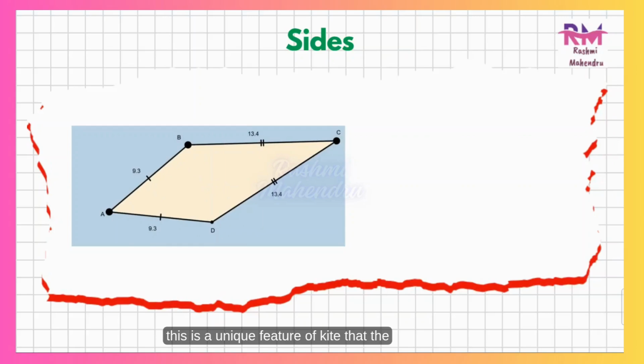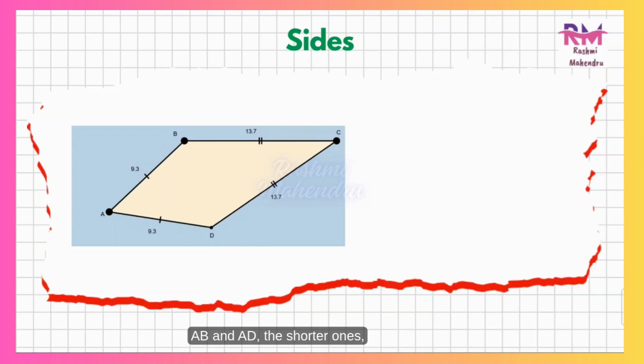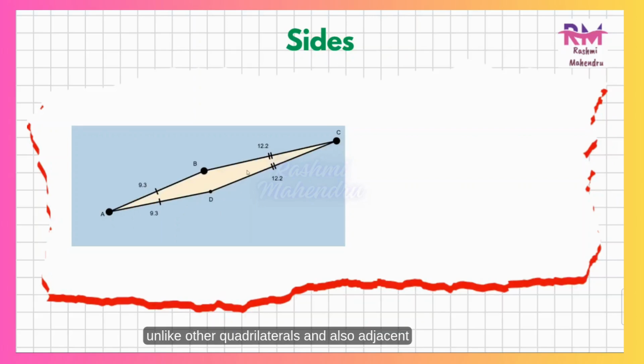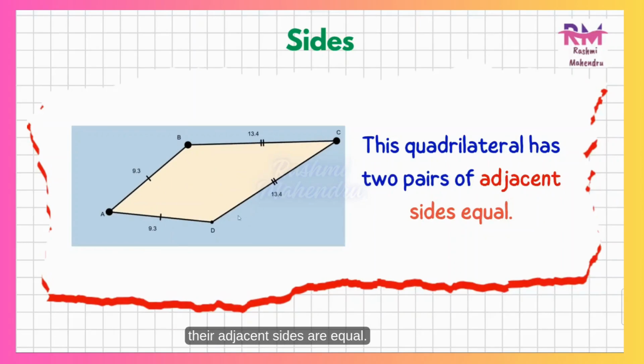So this is a unique feature of kite that the adjacent sides, can you see the adjacent sides? AB and AD, the shorter ones, they are equal. Similarly, the longer sides BC and CD, they are also equal. This one unique feature is the defining characteristic of kite. No parallel sides, unlike other quadrilaterals, and also adjacent sides are equal. So this is one takeaway for kites. Their adjacent sides are equal.